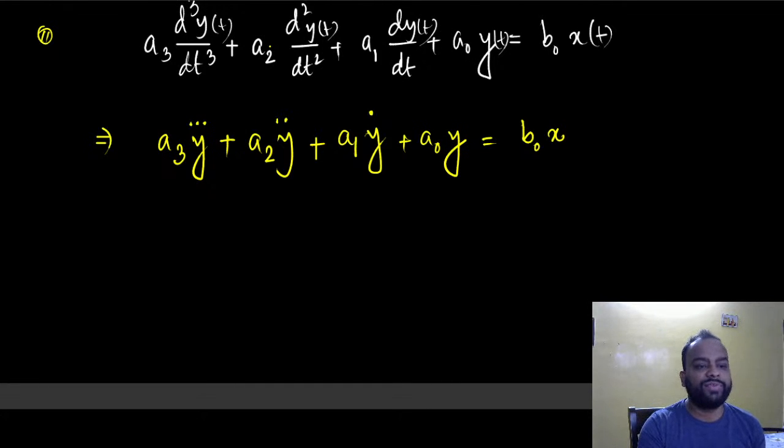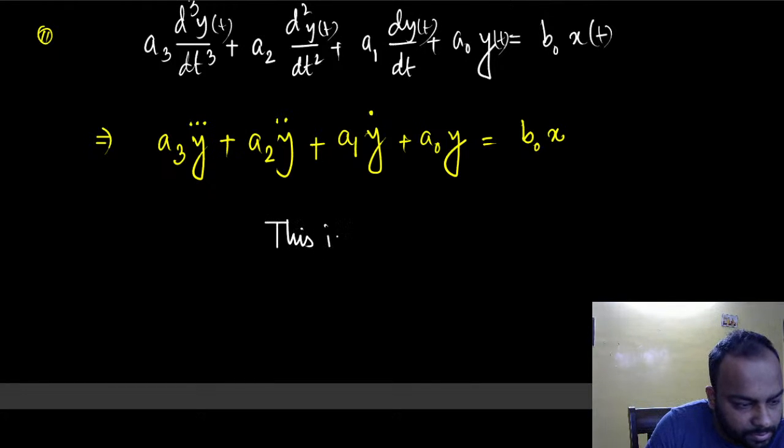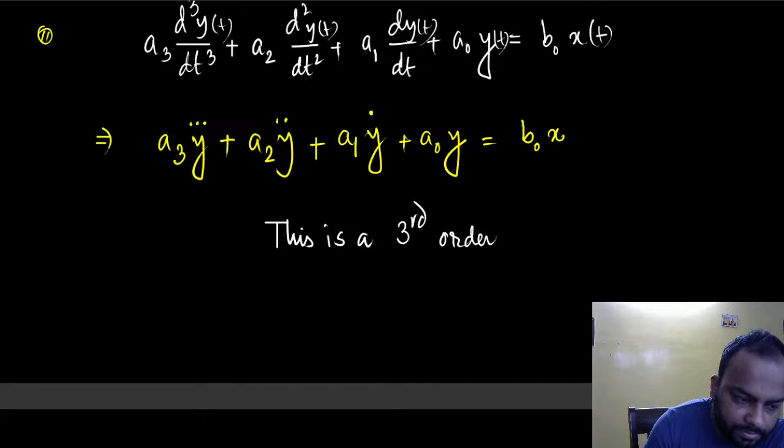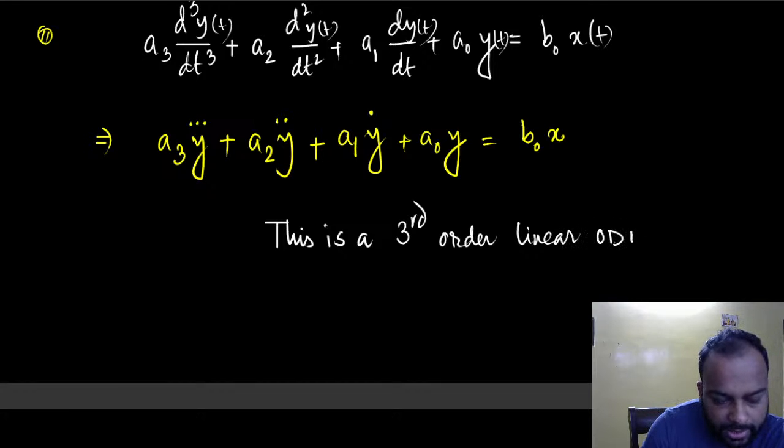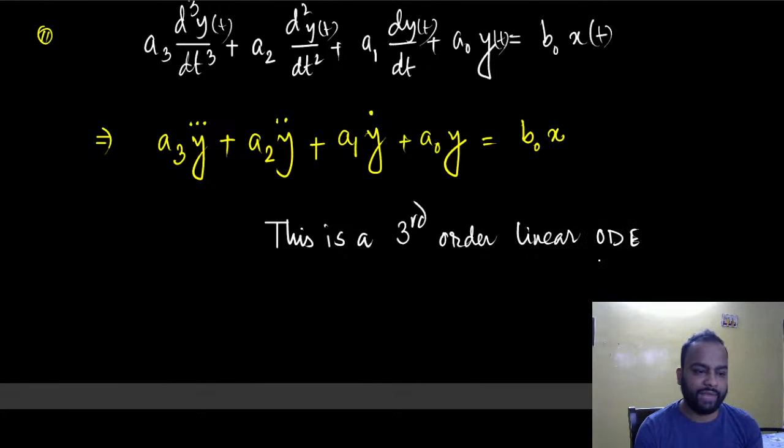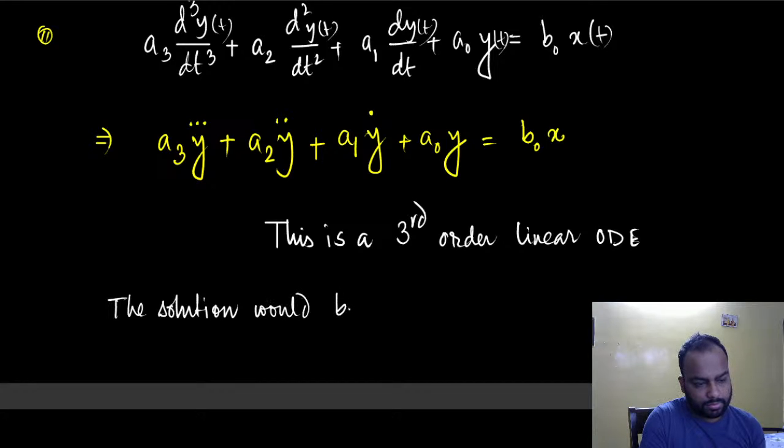Now, what kind of differential equation is this? I would say this is a third order linear ordinary differential equation. It's a third order linear ordinary differential equation, and the solution that we are going to get, you are going to get a value of y, right? So this is going to be the solution, right?